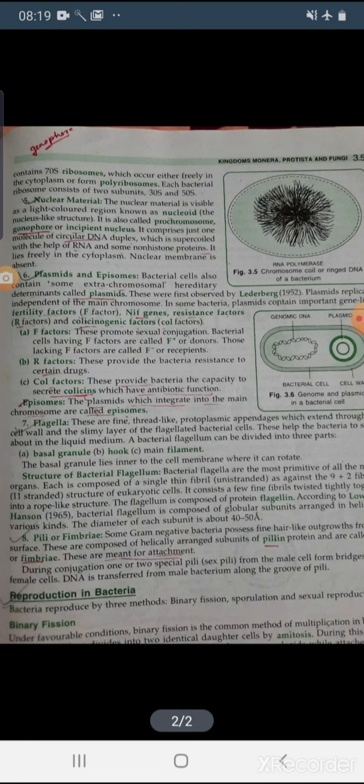They promote sexual conjugation. So this F factor helps in sexual conjugation. That means it is a part of reproduction, and the bacterial cells have the F factor, so one is F positive and another is F negative, F plus and F minus. The F plus are known as the donors, and those lacking the F factor, the F minus, are known as the recipients. That means the F factor helps in sexual conjugation.